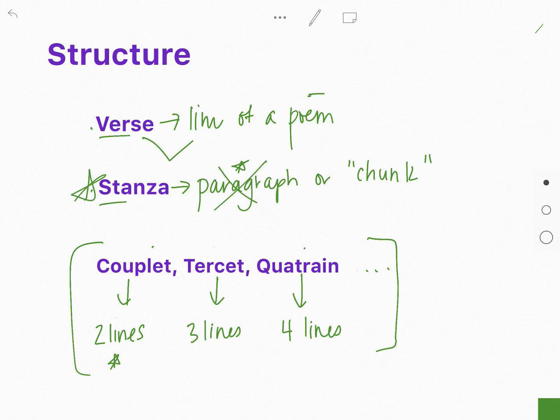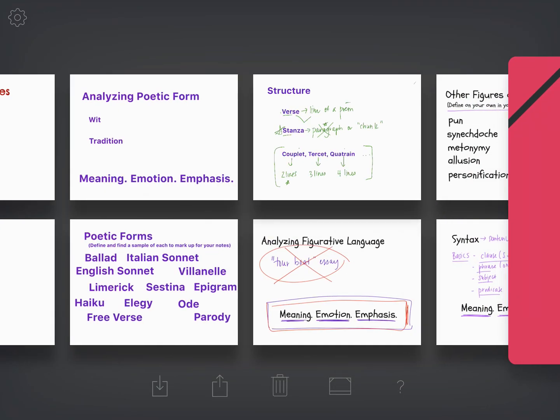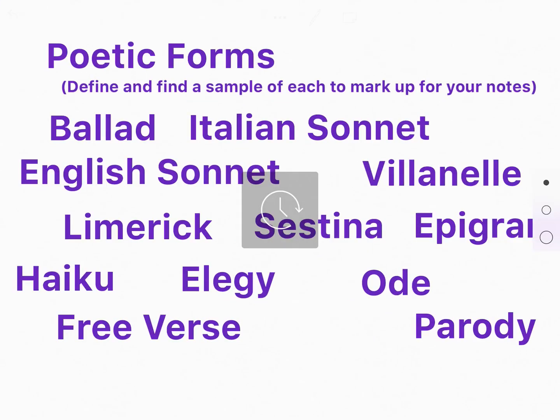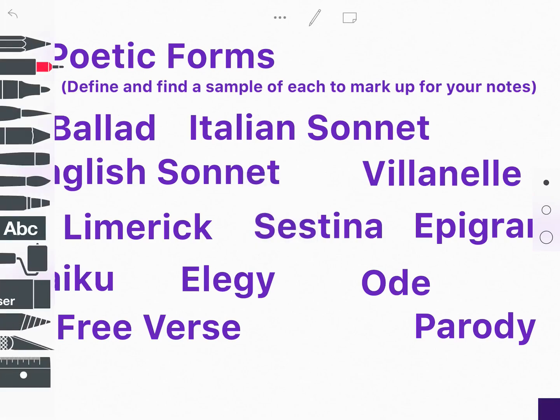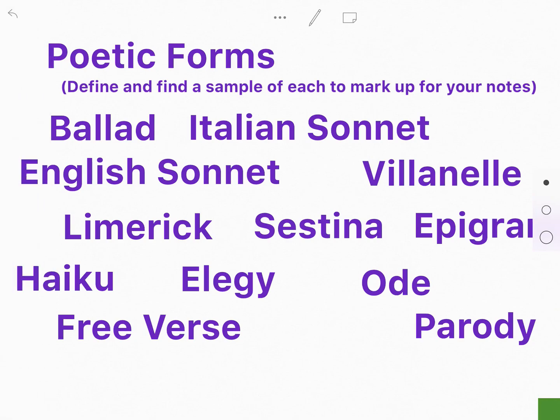The next part of your notes is really more independent, because really it's just a matter of looking up these different poetic forms. So I've tried to keep it as simple as possible, but in your notes I'd like you to define and find a sample of each of the following poetic forms, okay? It's very easy, guys. It's a simple Google search and they'll tell you what a ballad is, and then they'll provide you examples too. I just want you to have a place in your notes where you have kind of a glossary of these different poetic forms, but I definitely think you can do that independently.